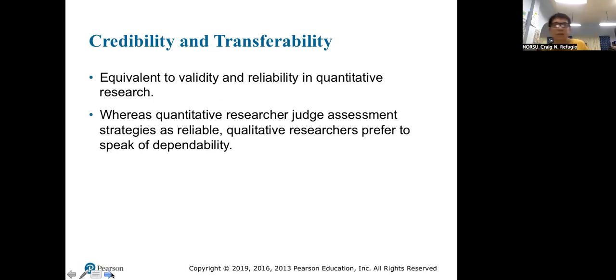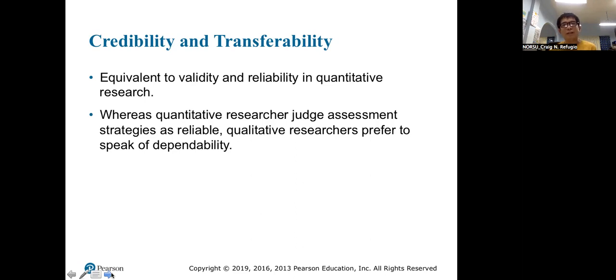Credibility and transferability. So these two terms are equivalent to validity and reliability in quantitative research design. No? So I repeated that one, that in quantitative research designs there must be validity and there must be reliability of the research instrument. And even looking into the research instrument, you need to have it valid and you need to have it reliable. And there are actually many things to use in the computation of the validity and reliability of the research instrument. So in here, we look into credibility and transferability.